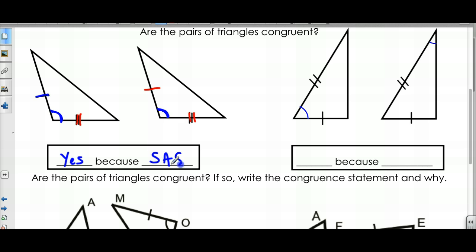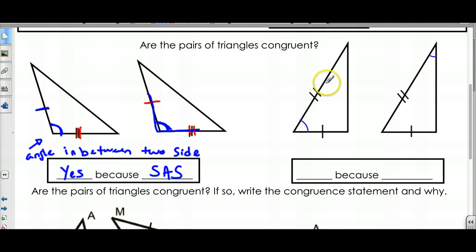Side angle side. And I can't clarify this enough because I know people struggle with this. The angle has to be between the two sides. All right? It's like an alligator mouth. You have to have the middle of the mouth and the two sides, or else it's not side angle side. So let's take a look at these two triangles. Can I prove that these two triangles are congruent?